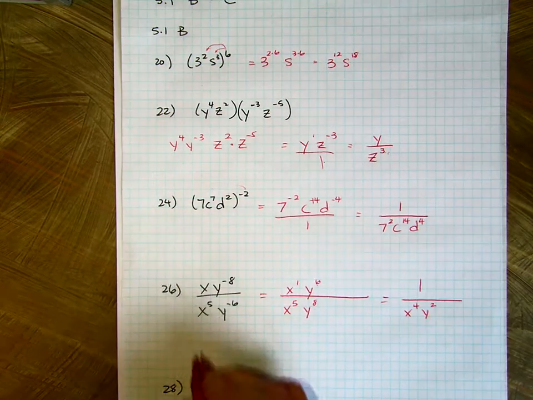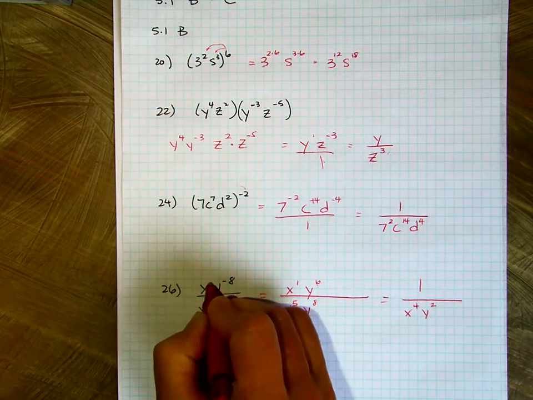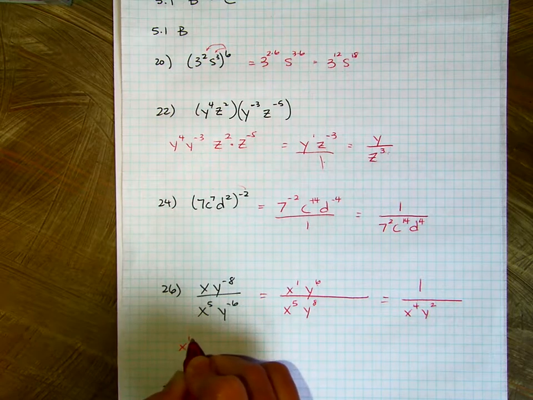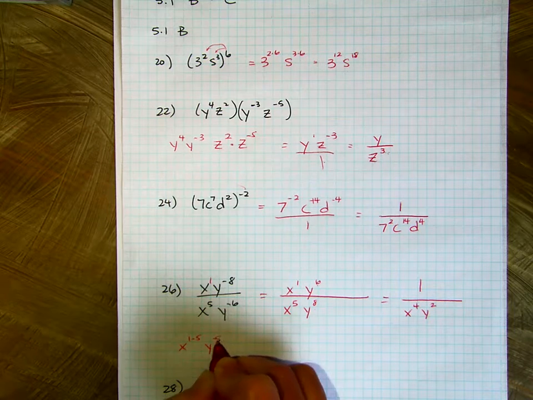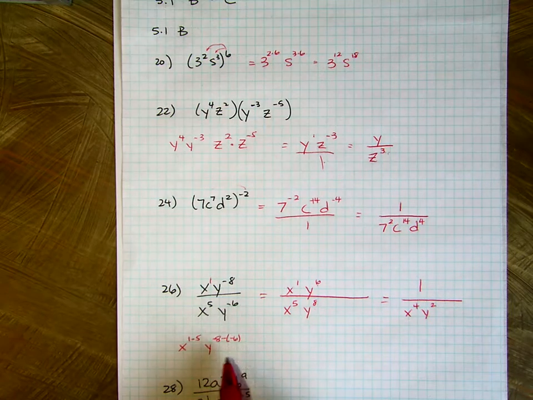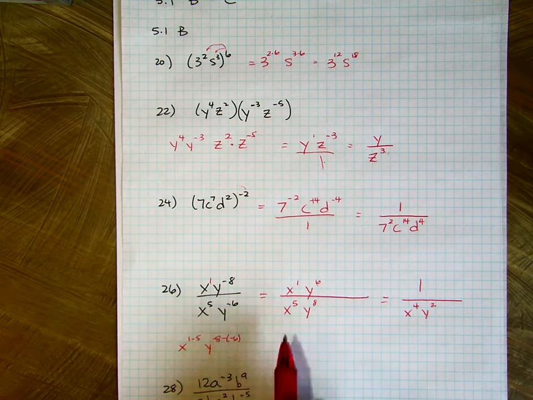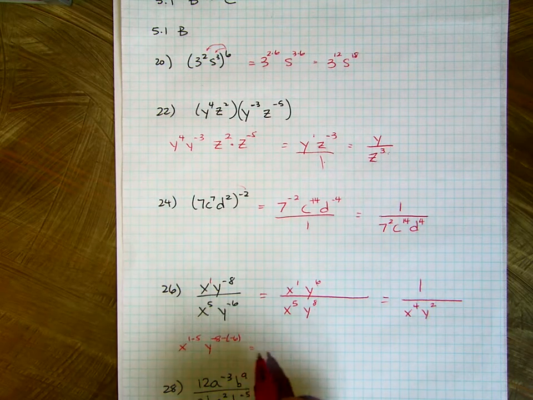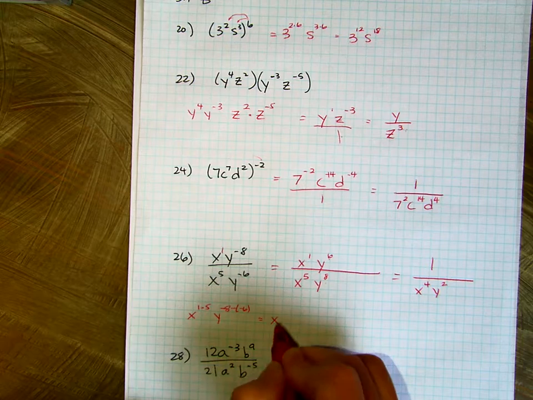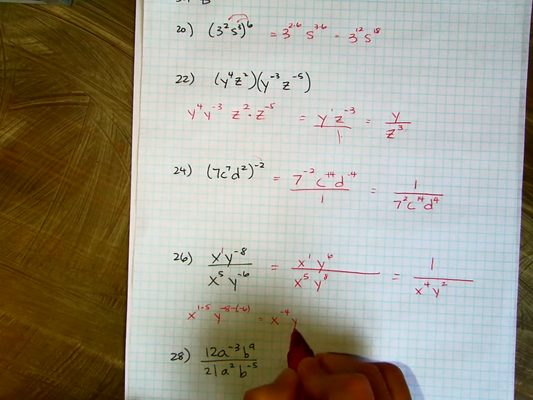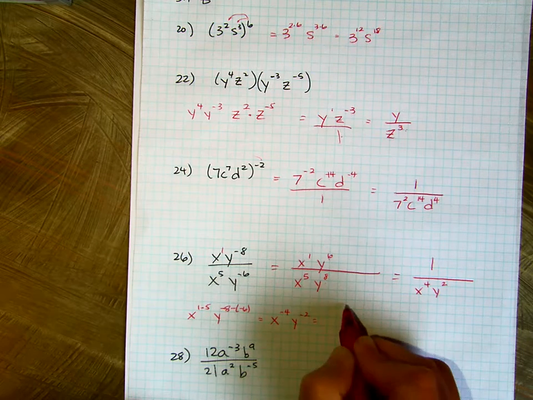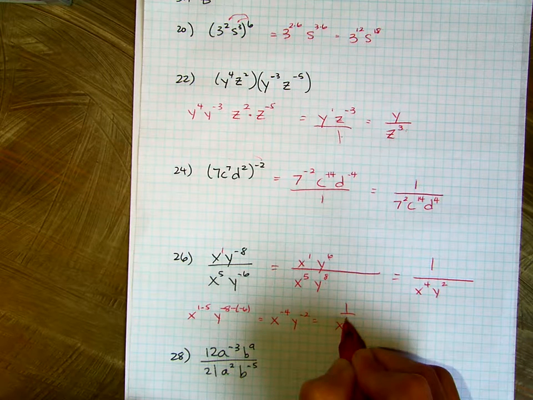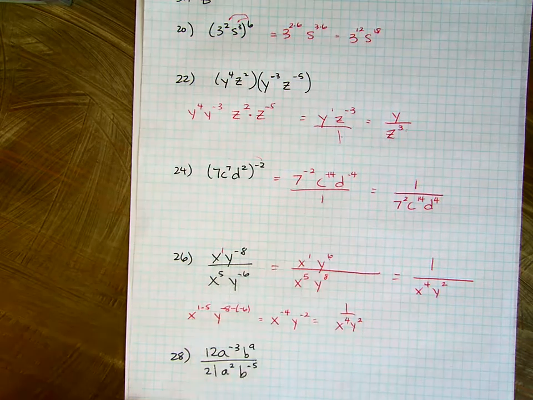Now you could do the subtraction. This is x to the 1 minus 5, right? 1 minus 5. This is y to the negative 8 minus a negative 6. I'm just not a big fan of the minus minus. And then we still have negatives. So I'm going to have an x to the negative 4th. Then I'm going to have a y to the negative 8 plus 6 is negative 2, which again means which means these belong in the denominator.